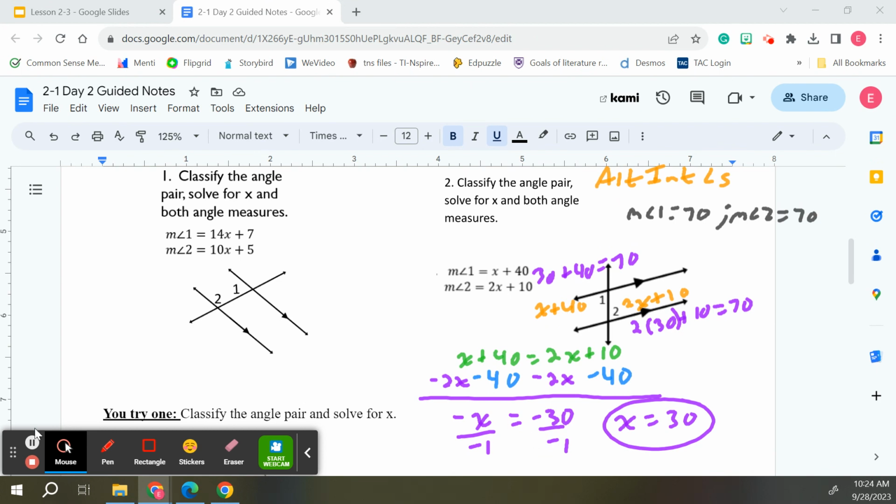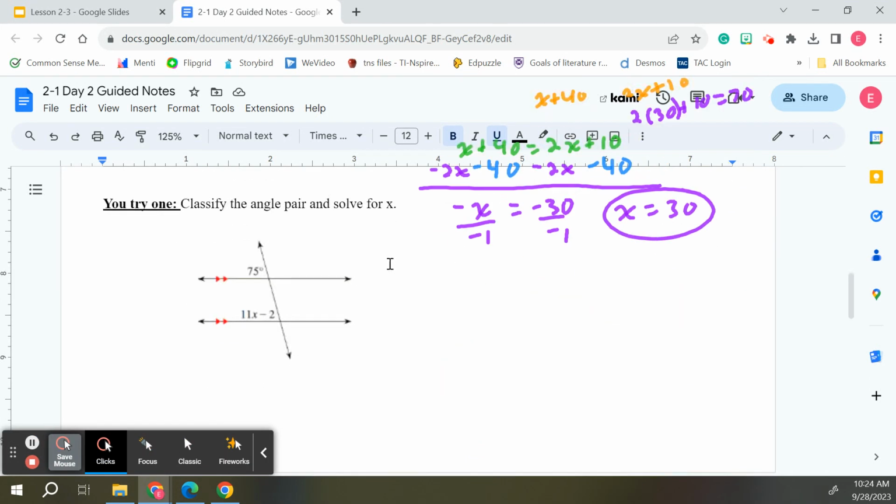All right. Show of hands, who's still working on this one? Can someone give me the answer? Go ahead. X equals 7. Very good. So we get x equals 7 here. Does anybody need to see this?